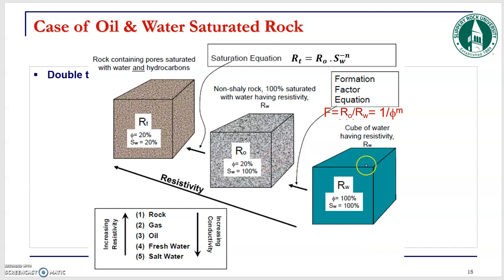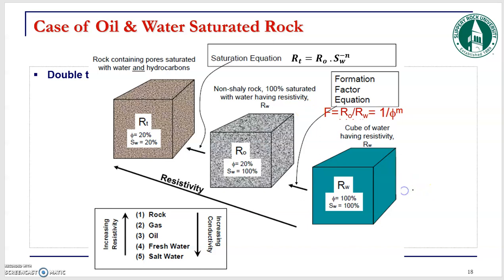Now if we add rock, we use basically the same brine, we fill a rock or saturate it 100% with the same brine, and we measure the resistivity of the rock. This time we pass the current through the rock. So let me show you.